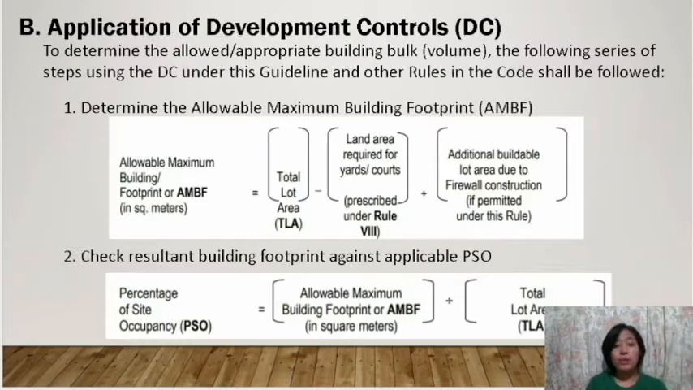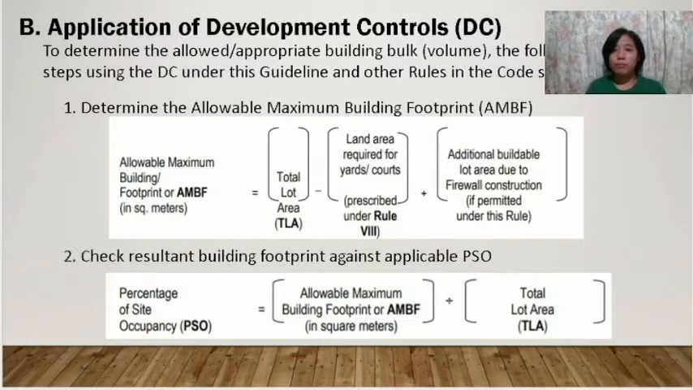Step 2, check resultant building footprint against PSO. The PSO rules are already in Rule 8. The formula for PSO is equal to allowable maximum building footprint, AMBF, divided by total lot area, TLA.